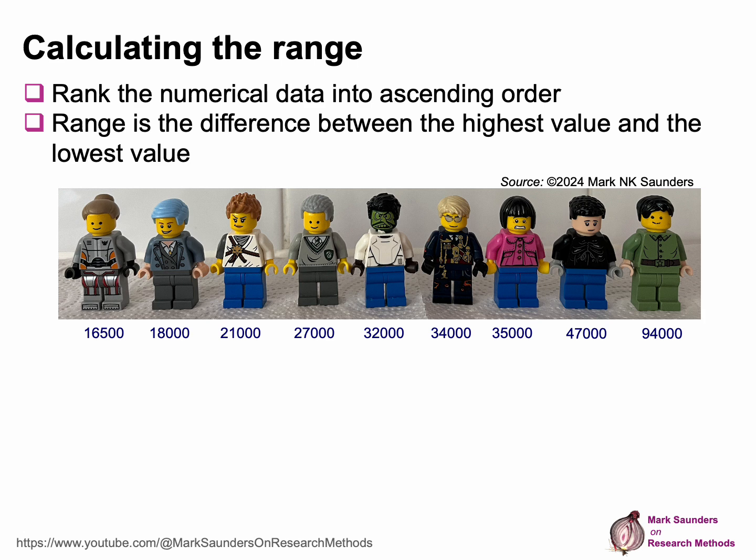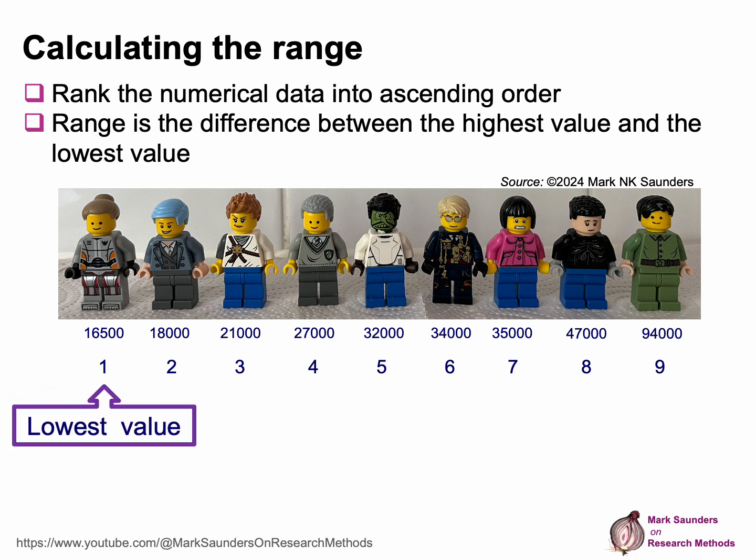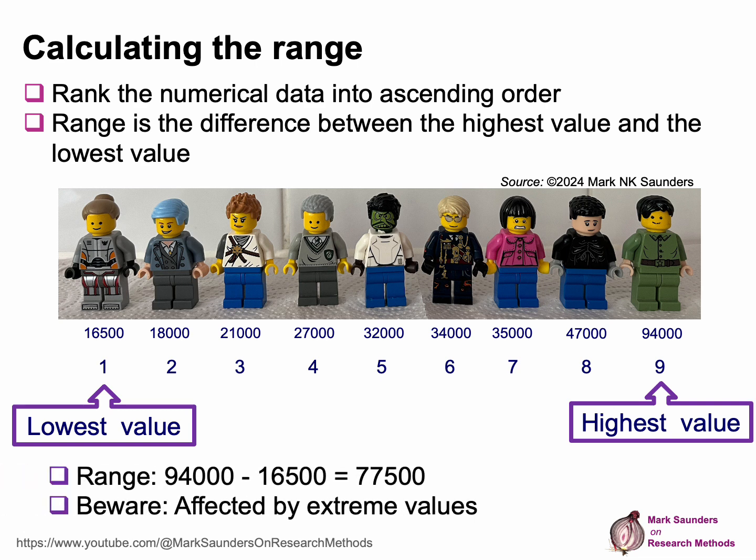So the first thing we do when we're calculating the range is to rank the data into numerical ascending order, from the lowest salary of 16,500 to the highest salary of 94,000. The range is the difference between the highest value and the lowest value. So a lowest value of 16,500 and a highest value of 94,000. Our range is therefore 94,000 minus 16,500, which gives a range of salaries of 77,500. We could say in this case it might well be pounds sterling.